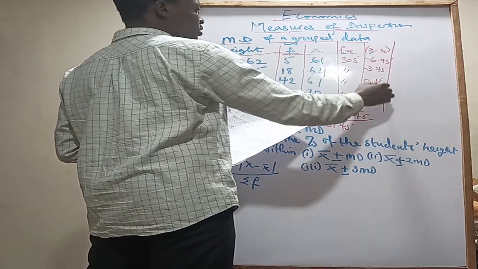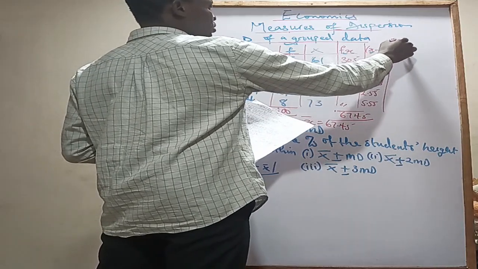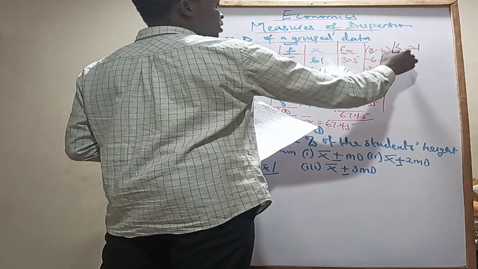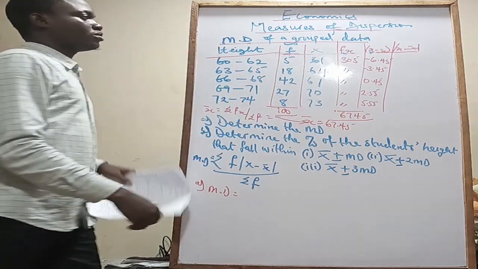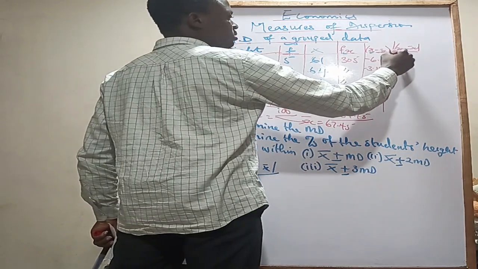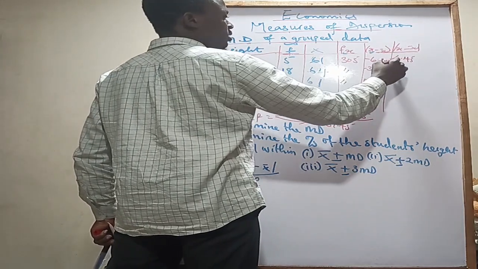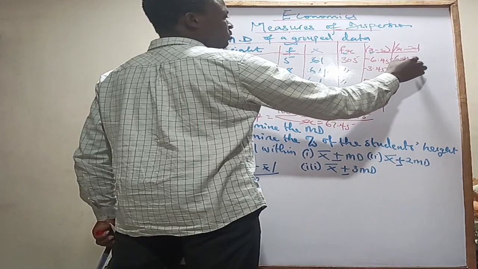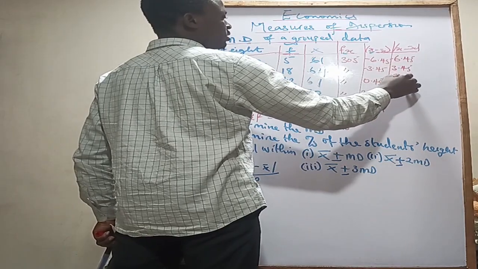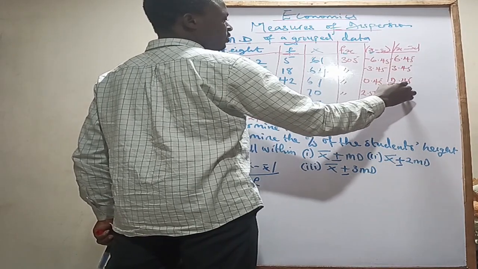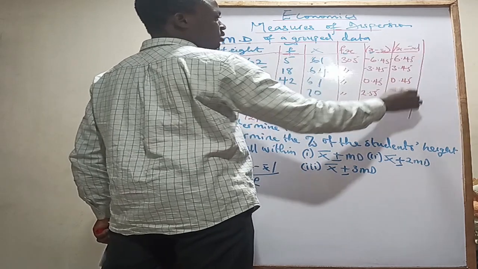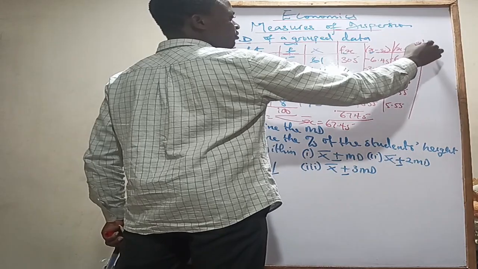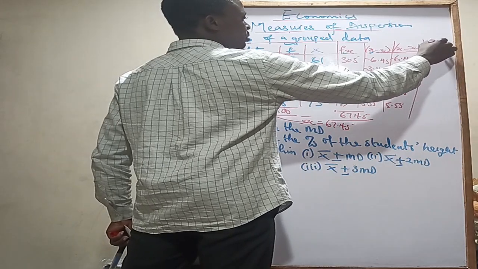But the one that we actually need is the absolute value. That's the one with the stroke. So what it means is 6.45 here, 3.45 here, 0.45 here, 2.55, 5.55. Okay, and when we're done, we now move to the final one, f multiplied by x minus bar x.